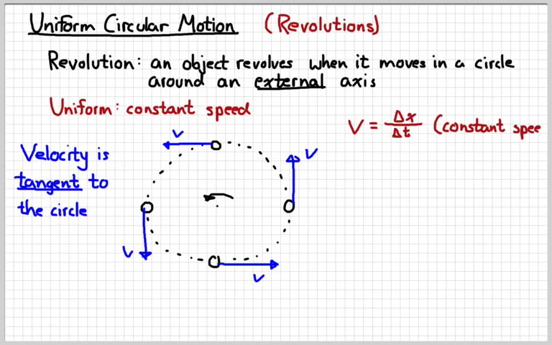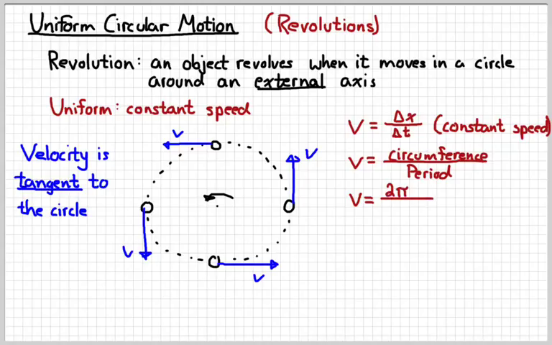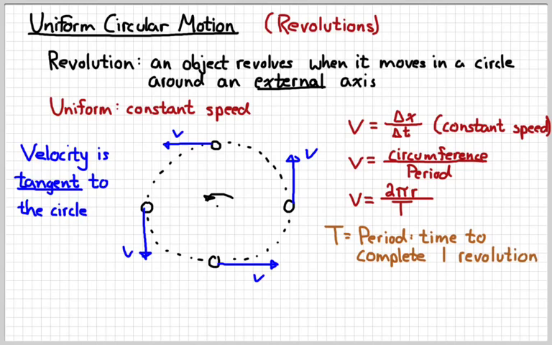We can find the velocity, since the speed is constant, using our old delta x over delta t relationship. For a circle, we're going to write that like circumference over period. And the circumference of a circle can be found from 2 pi r, and T is the symbol for period, which means the time needed to complete one revolution.